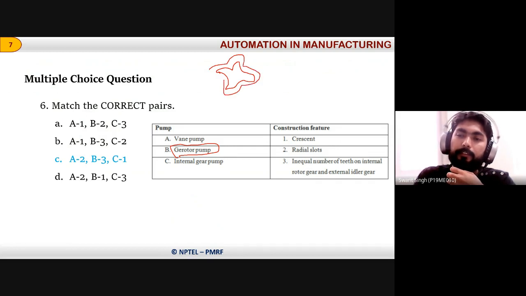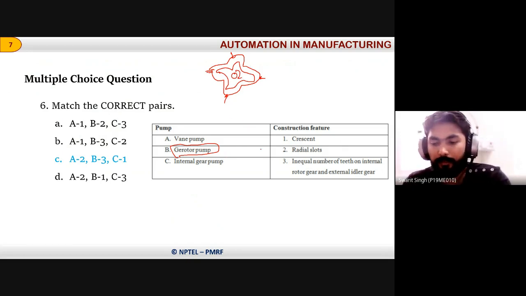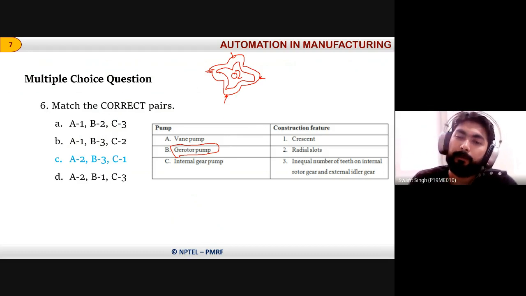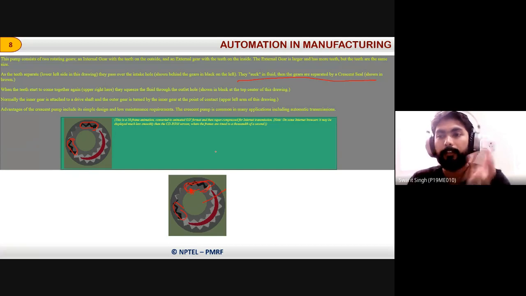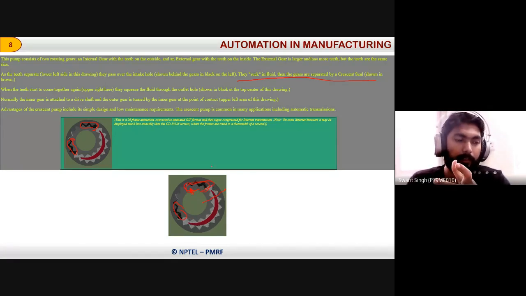In gerotor pumps, these kinds of teeth are there. So engagement and disengagement are done like this. This is used to rotate, and these are without crescent, but they are also known as a special case of internal gear pump. However, in the common internal gear pumps, we can find this crescent, which is responsible for separating, or responsible for engagement and disengagement of the teeth.